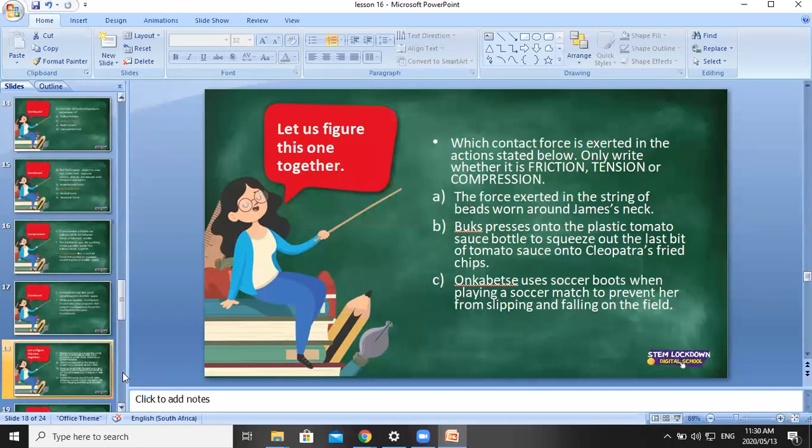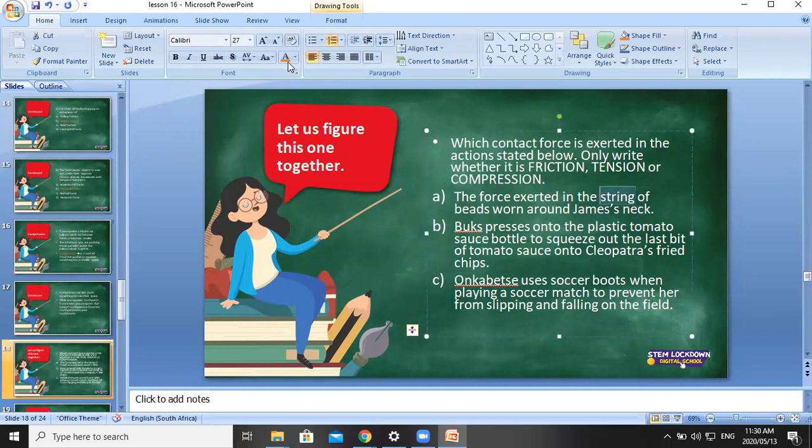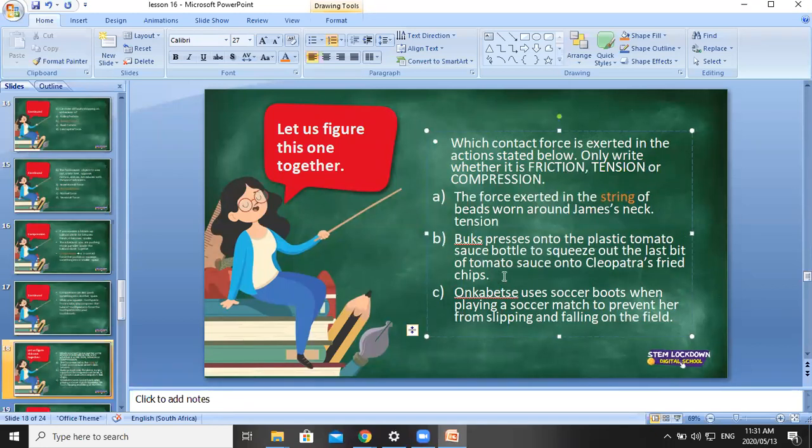So, A, is it friction, tension, or compression? Tension. Why? Because we saw the string there. The minute you see a string, we know that there is pulling, and there is tension once there is pulling. Bucks presses the plastic tomato sauce bottle to squeeze out the last bit of sauce onto Cleopatra's fried chips. Which one is this? Compression. This one we said is tension, and this one is compression, because Bucks is compressing that bottle to squeeze out.